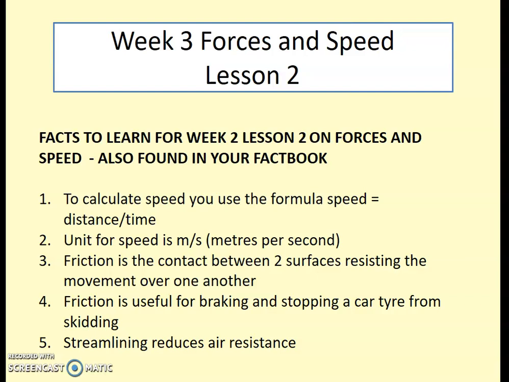So the first one is how you calculate speed using the formula speed equals distance divided by time. What the unit for speed is, and that's meters per second. What friction is, so it's the contact between two surfaces and they resist the movement over one another. Friction is useful for braking and stopping a car tyre from skidding, so you need to know useful things for friction, and what streamlining actually is, and that reduces air resistance. So let's have a look.